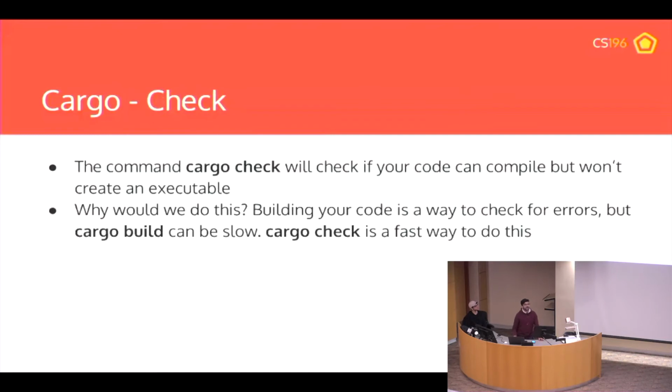Another command I want to talk about is cargo check. Cargo check will check if your code can compile. So essentially it builds it, but it won't create a new executable. And you're probably wondering, why would I want to use that? Well, if you're writing a lot of Rust code, you want to check if it's working. One way to do that is by building it, and the compiler will tell you if there's any issues. But to actually build the executable takes a lot of time. So if you just do cargo check, it'll just tell you whether there's any errors without wasting time building the executable. Any questions about cargo so far?